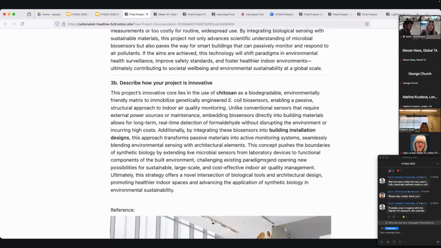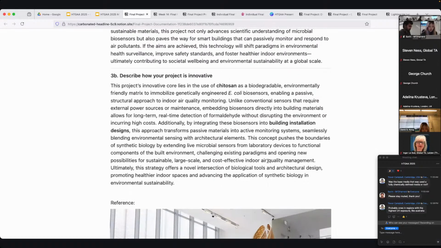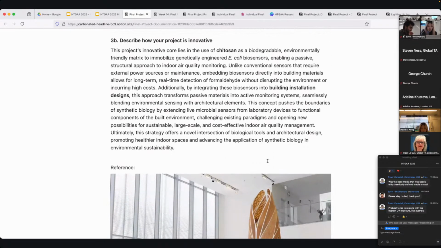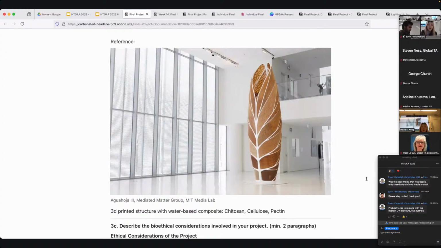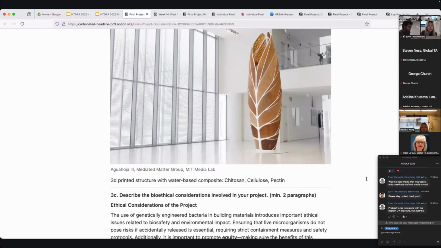And I think the innovative part about this project is that I want to integrate a biosensor into an installation, having this biodegradable structure as an interface that performs the sensing, which is a low-waste and more environmentally friendly approach. I got the idea of the installation from the AquaHydra project from the previous Mediated Matter group at the Media Lab, which is a 3D printed structure with water-based composites made from chitosan, cellulose, and pectin.